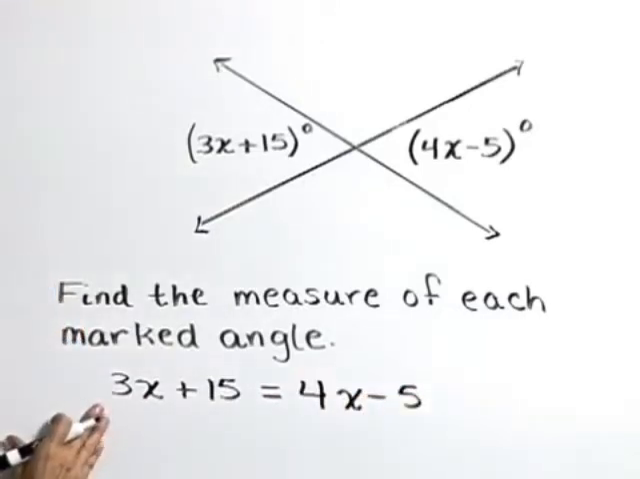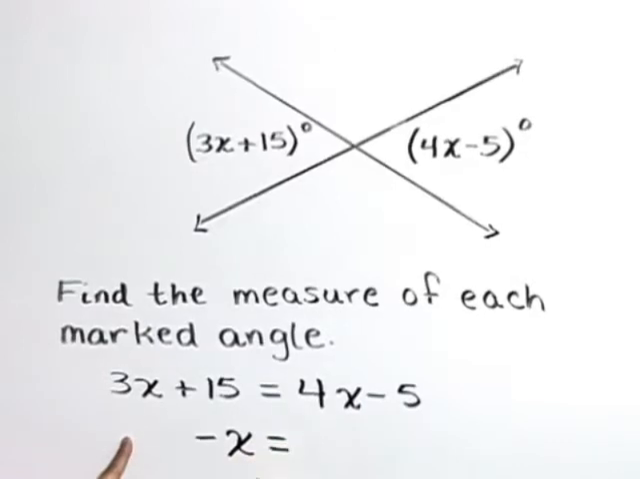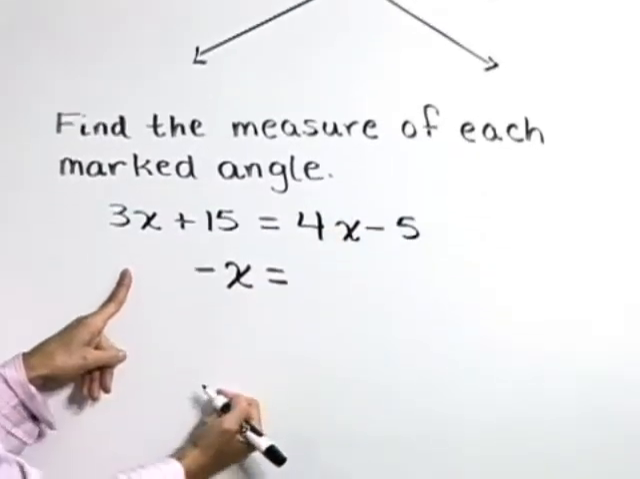We have our equation. Now let's solve it. Let's start by getting our x values on the same side. I'm going to subtract 4x from both sides. 3x minus 4x gives negative x. The 4x cancels on the right.